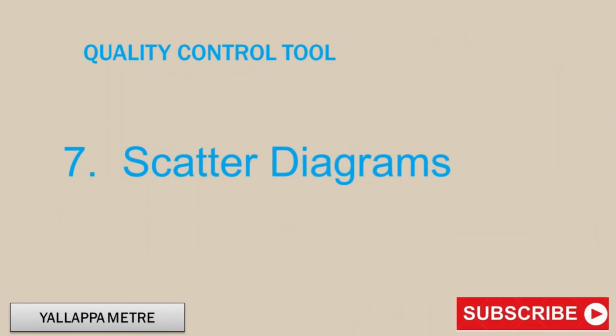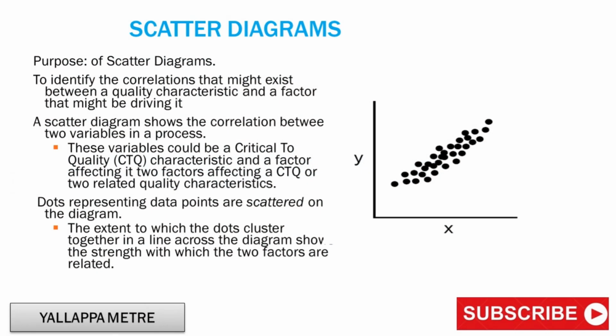7. Scatter diagrams. Purpose of scatter diagrams: to identify the correlations that might exist between a quality characteristic and a factor that might be driving it. A scatter diagram shows the correlation between 2 variables in a process. These variables could be a critical to quality (CTQ) characteristic and a factor affecting it, 2 factors affecting a CTQ or 2 related quality characteristics. Dots representing data points are scattered on the diagram. The extent to which the dots cluster together in a line across the diagram shows the strength with which the 2 factors are related.